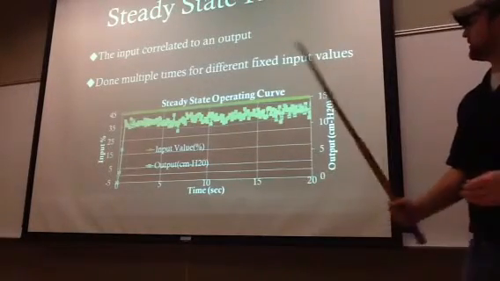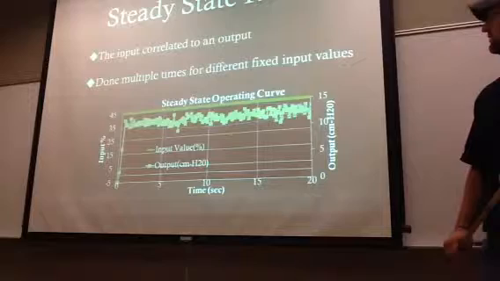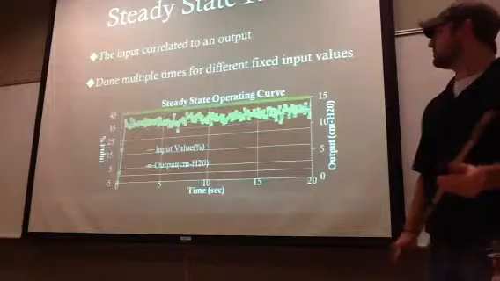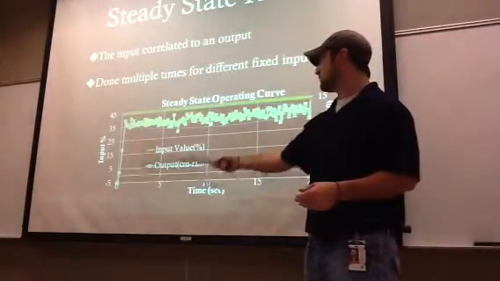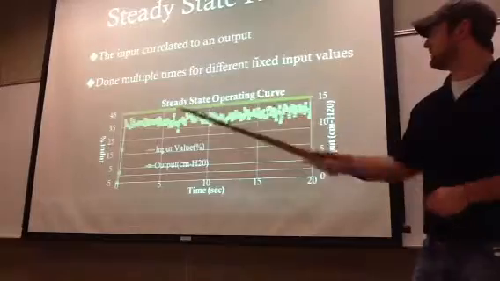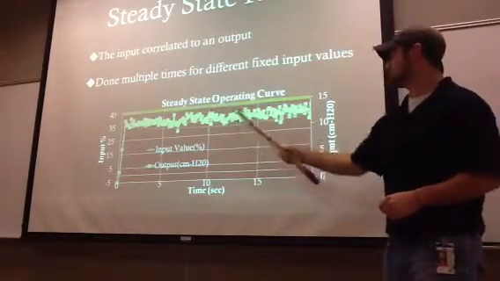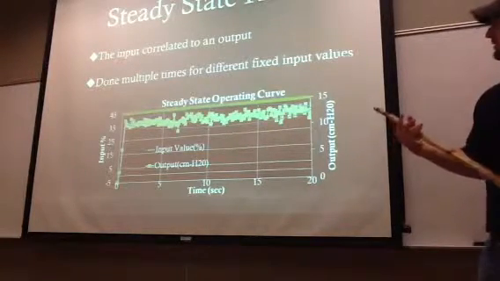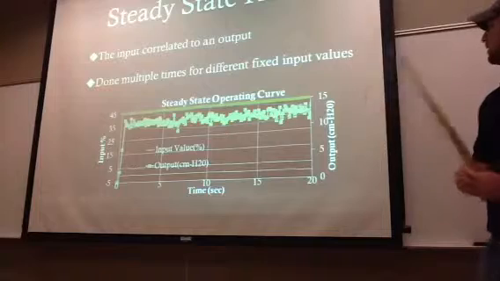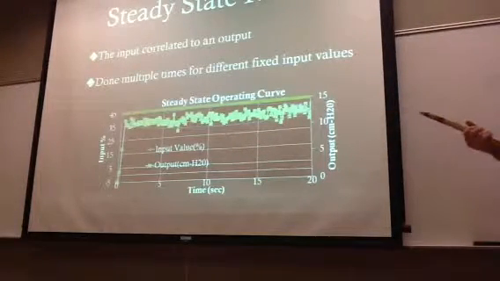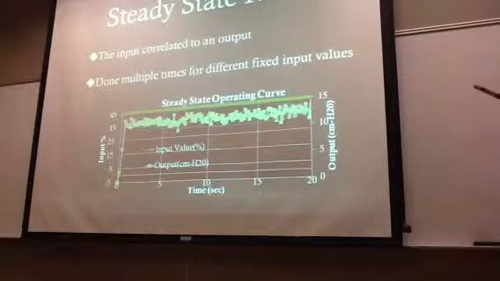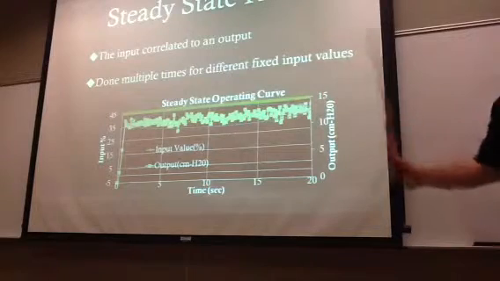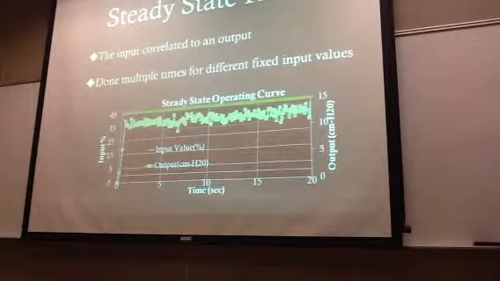This is our steady state operating curve for one of our runs. This input value is 45% power. You can see it takes about 1 second for the pressure to reach steady state, and this blue circle right here is where it reaches steady state. The steady state is about 13 centimeters of water. This one is for the 5 through 13 centimeters of water, and our group had different sections to get different output values of centimeters of water. As you can see, it was done multiple times with different fixed input values. This is just an example of one of them.